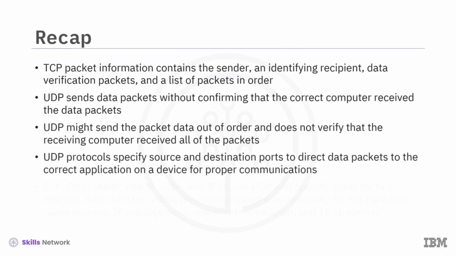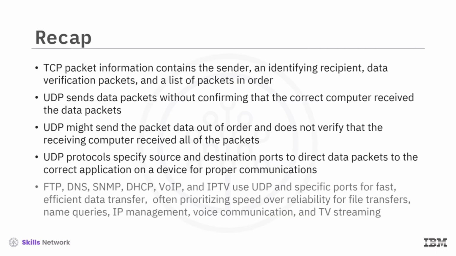UDP protocols specify source and destination ports to direct data packets to the correct application on a device for proper communications. And TFTP, DNS, SNMP, DHCP, VoIP, and IPTV use UDP and specific ports for fast, efficient data transfer, often prioritizing speed over reliability for file transfers, name queries, IP management, voice communication, and TV streaming.